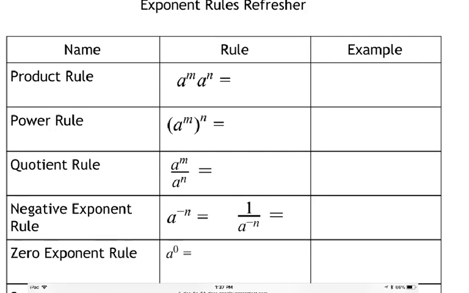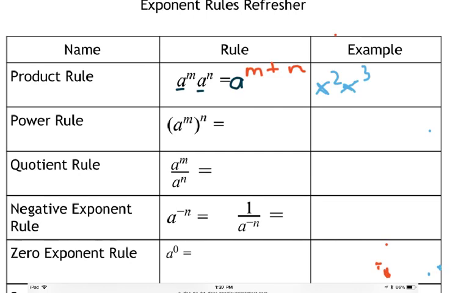I'm going to teach you how to simplify rational exponents. These are notes 3.2. So now you see the exponent rules refresher table, and the first rule is the product rule. We can apply the product rule when we have the same base. In this case I have the same base a, and I have to add the exponents m and n.